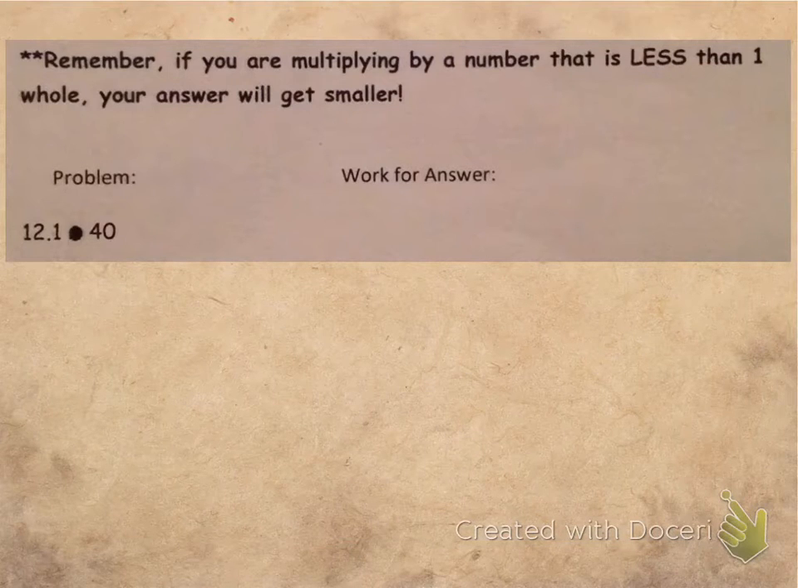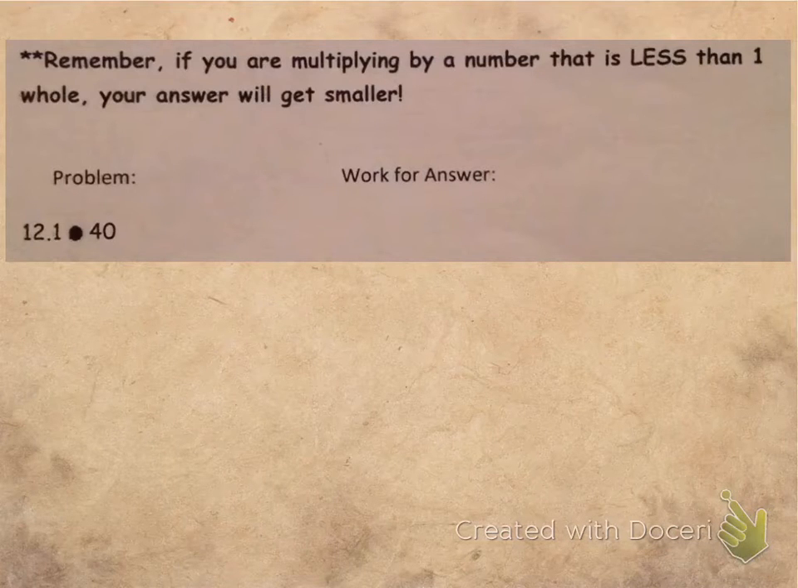So we said that step 1 was to estimate first. Here it says to remember, if you are multiplying by a number that is less than 1 whole, your answer will get smaller. So this is just, you know how you have to check, does your answer make sense? This is just to let you know that when you multiply by a number less than 1 whole, your answer does indeed get smaller.